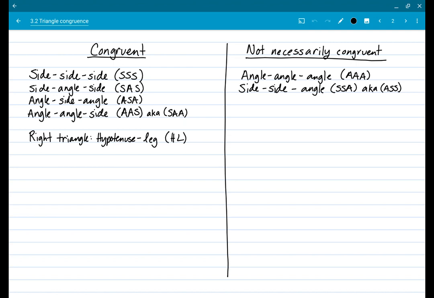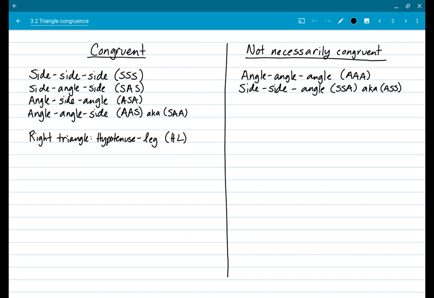If all three sides of the triangle are congruent, a side, an angle, and a side, like we just saw, an angle, a side, and an angle, or angle, angle, and then a side. These four will make any two triangles congruent. If you have a right triangle, we have a special case where if you know the hypotenuse, which is the side across from the right angle, and one of the legs is congruent, this is one that will also work.